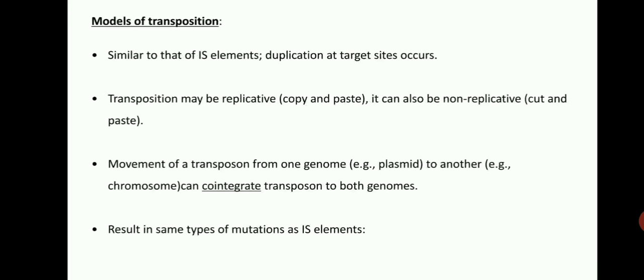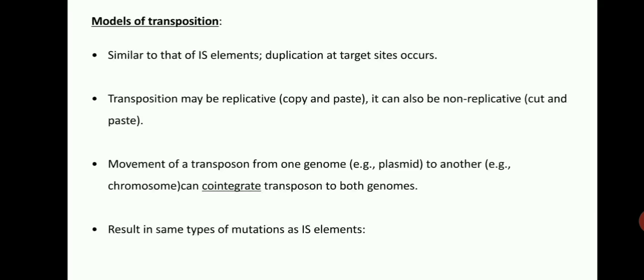The transposition may be replicative, that is copy and paste, and it can be non-replicative also, that is cut and paste like DNA transposons. Next, the movement of a transposon from one genome, that is from a plasmid, to another, that is a chromosome, can co-integrate the transposon into both genomes, resulting in the same type of mutation as IS elements. So this was all about the transposons and their mechanism of transposition.